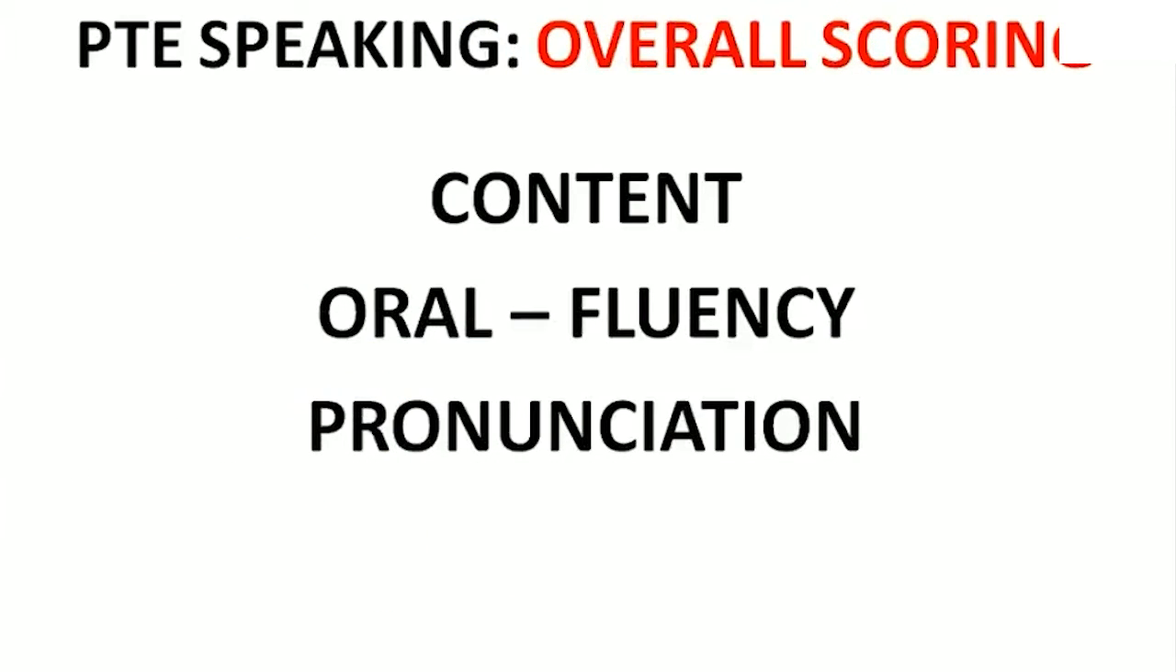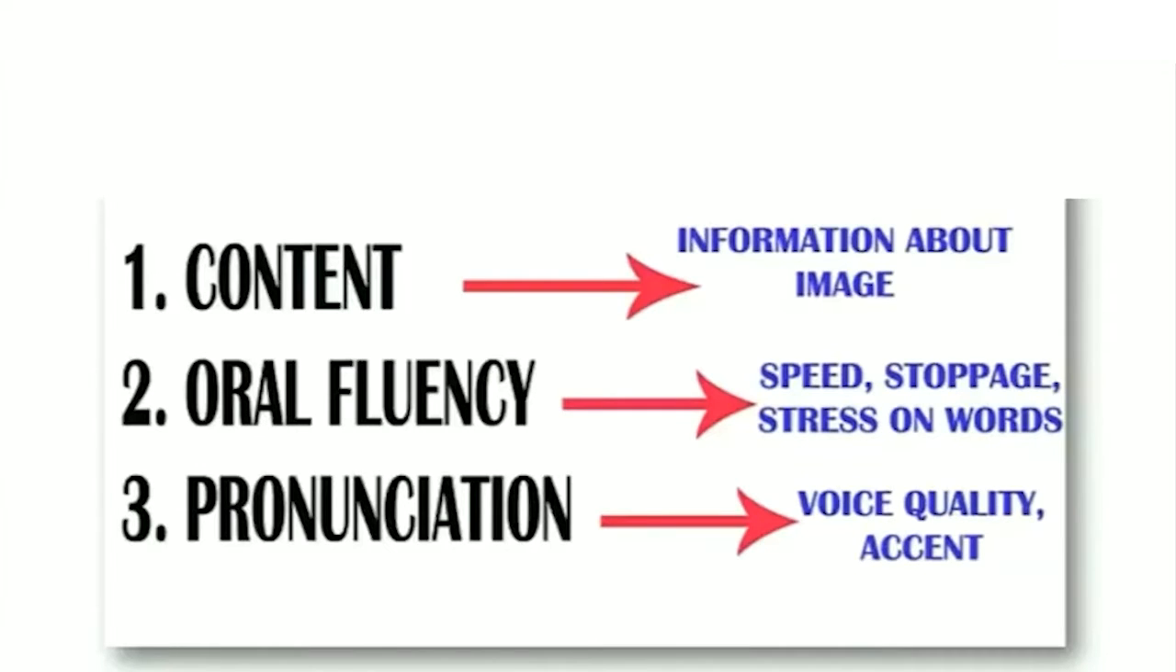PTE speaking overall scoring. The PTE speaking overall scoring is based on 3 different sections, which are visible on your screen. The first one is content, the second is oral fluency, and the third is pronunciation. What is content? What is oral fluency? And what is pronunciation?